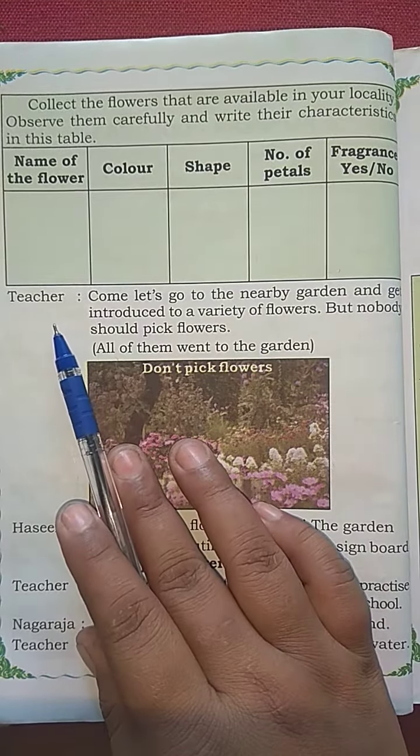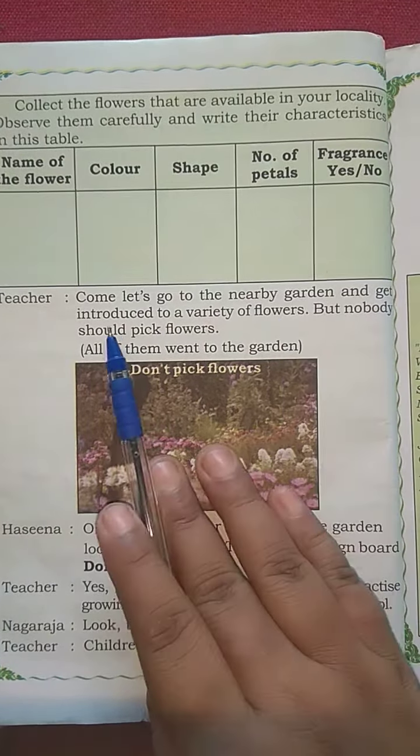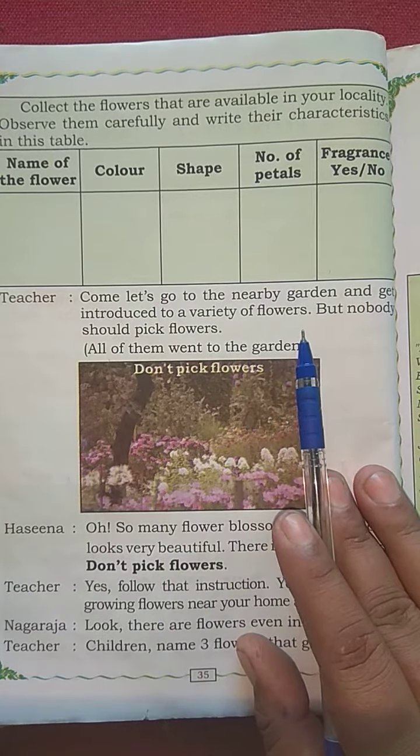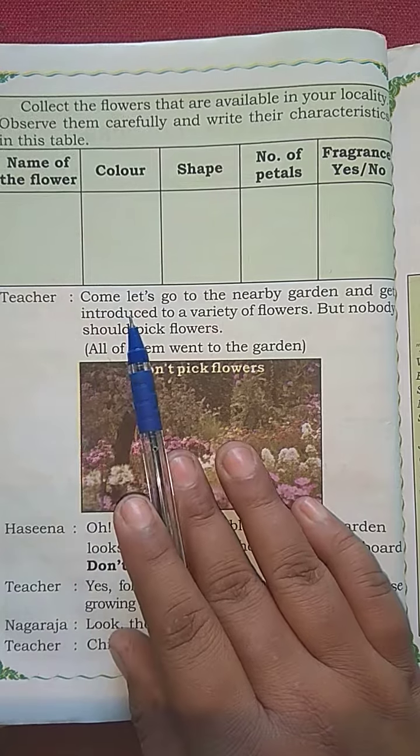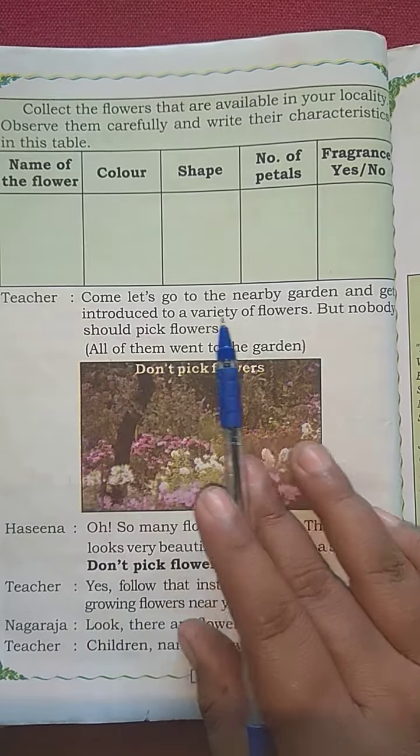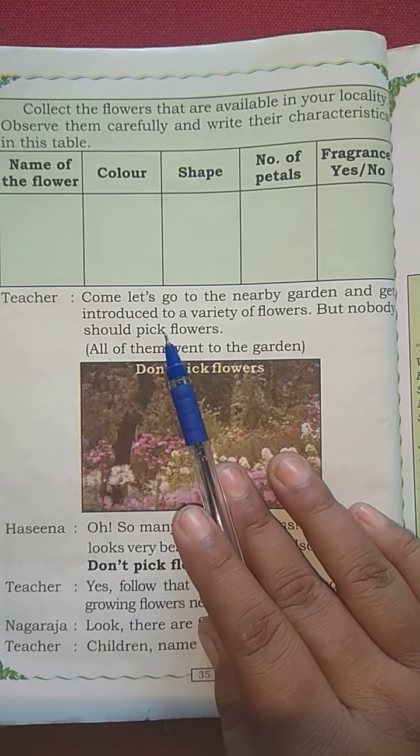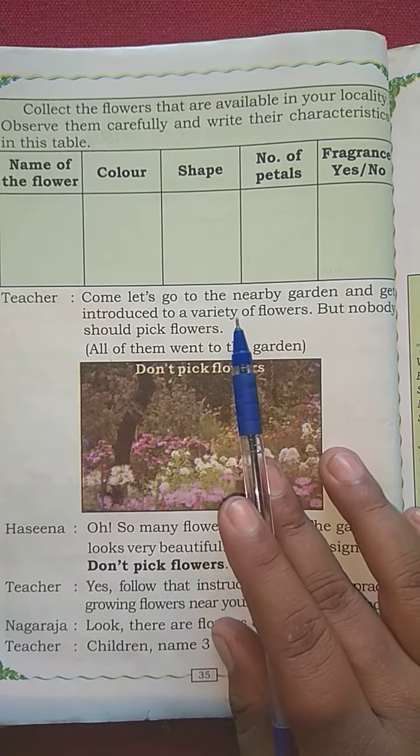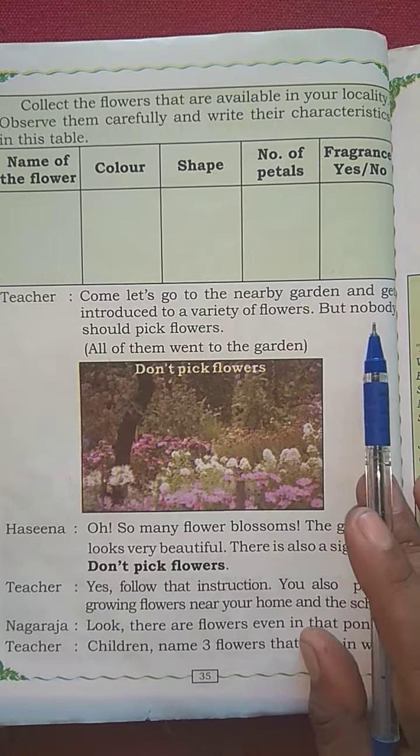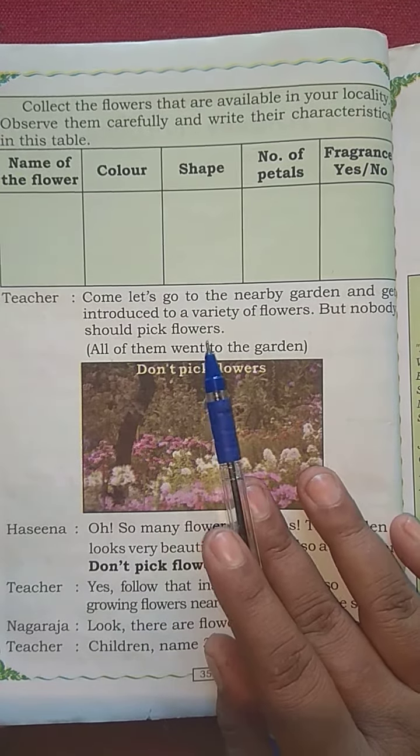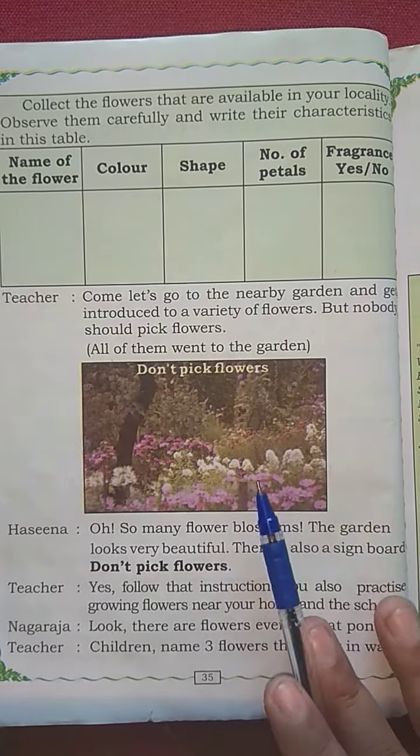Next, here comes the teacher. Come, let's go to the nearby garden and get introduced to a variety of flowers. But nobody should pick flowers. The teacher tells all the students, come, let's go to the nearby garden and get introduced, means let us understand better about the different varieties of flowers. And he is also telling that nobody should pick flowers. Okay, all of them went to the garden.